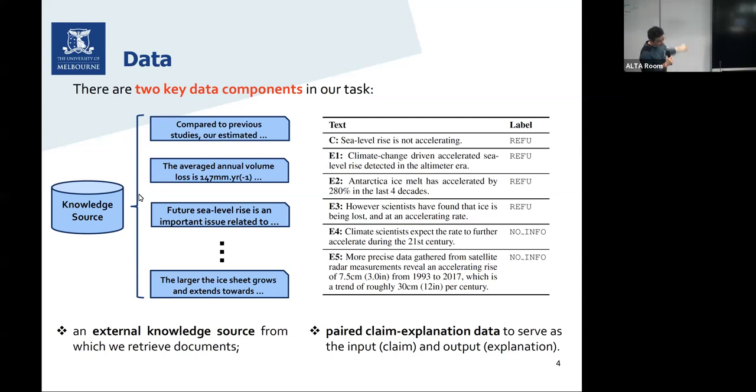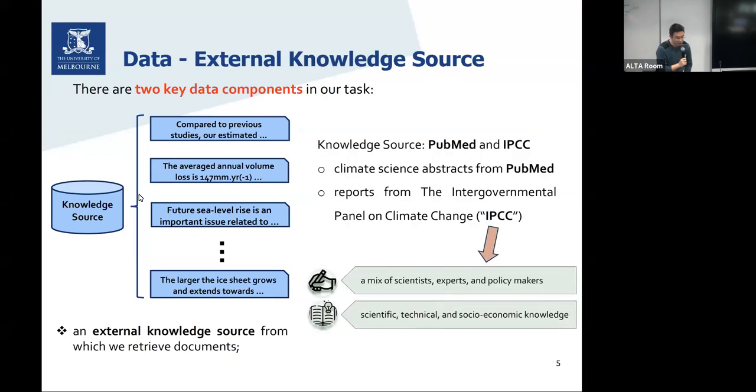This is our knowledge base. Let's take a closer look at this. First, the external knowledge source: the cylinder represents the knowledge source, and the square represents each document. Here in our experiment, each document has 100 words, and our knowledge source contains two parts, PubMed and IPCC. PubMed, I'm pretty sure some of you are really familiar with. It is basically a medical database, and we filter using MeSH. We extract those climate science related abstracts.